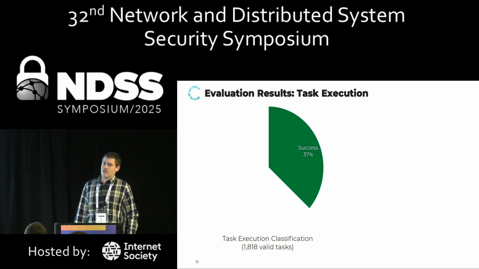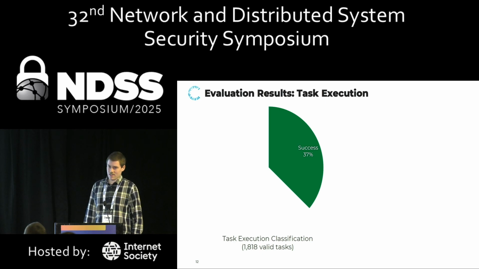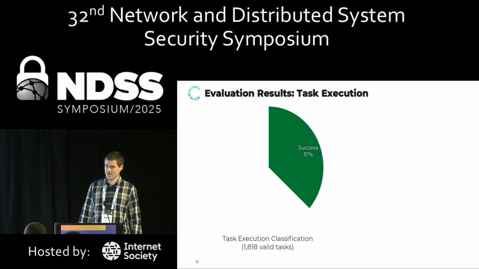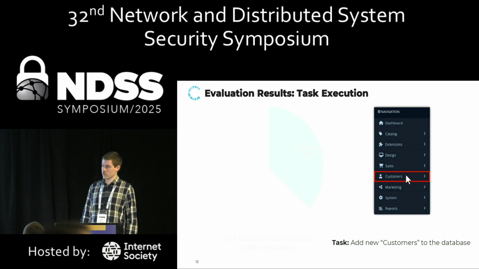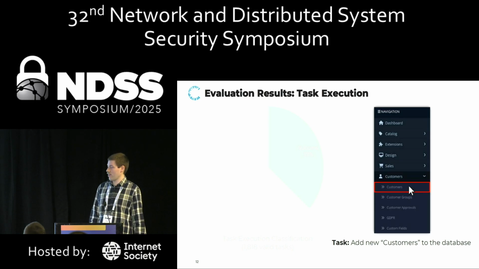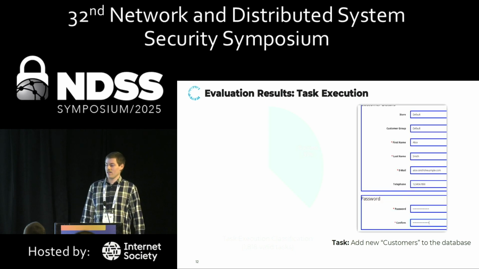Since YuraScanner relies on a task-driven crawling approach, its coverage depends on the task success rate. That being said, we found that 37% of the task executions were successful. One example of a successful task execution is the task of adding new customers to the database in OpenCart. You can see that YuraScanner first clicked on the customers menu entry and then proceeded to click on the submenu entry of the same name. Next, it clicked on the plus icon to add a new customer, and then filled and submitted a form with several input fields.